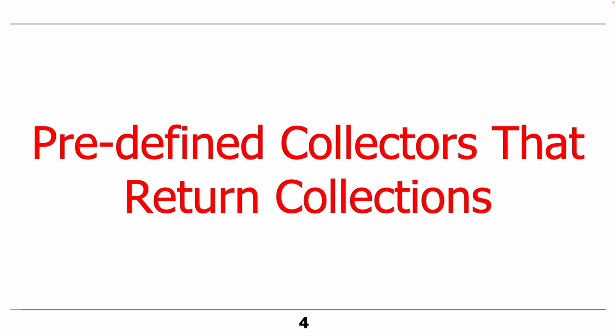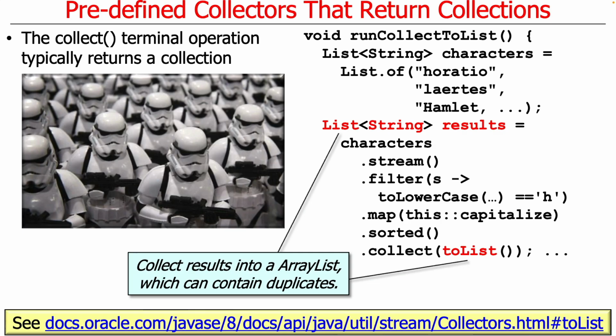And we're going to show them the Hamlet program again. So let's talk about some of the predefined collectors. So we already know that collect returns a collection, or it can return a collection. And a very, very common collection is a list. And so if you say collect toList, toList is kind of a shorthand for collectors.toList, but we've imported the collectors interface statically, so we can just say toList.